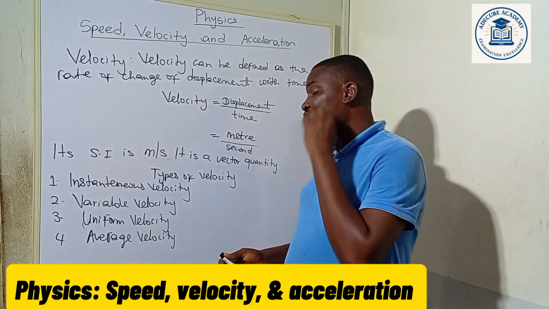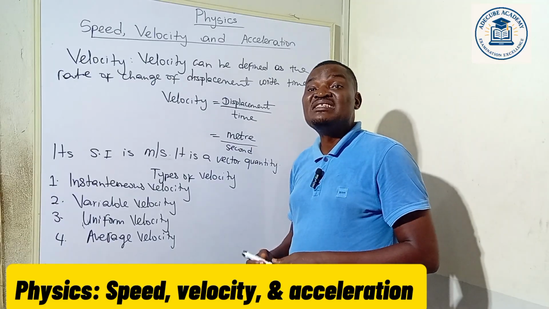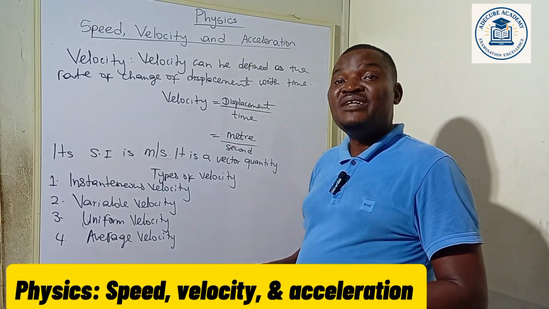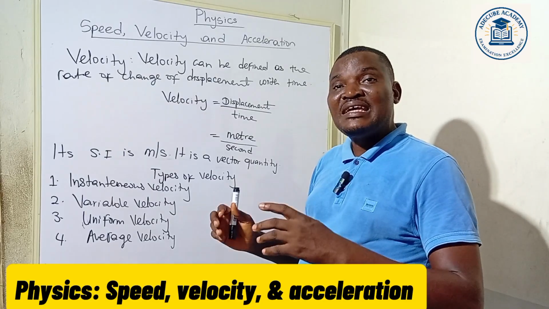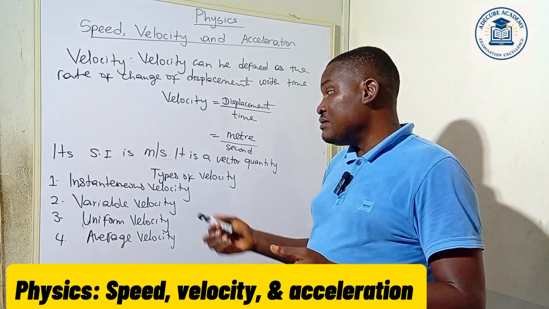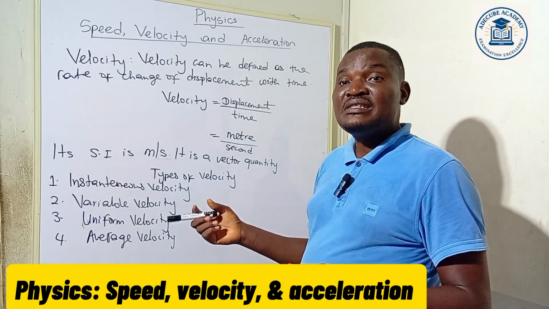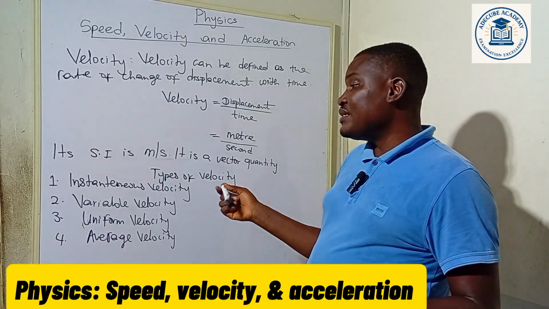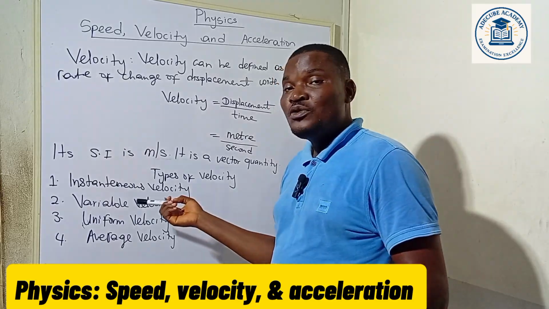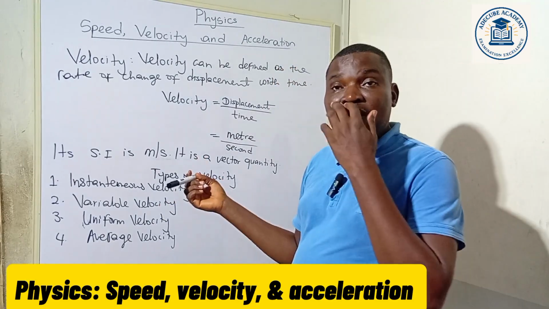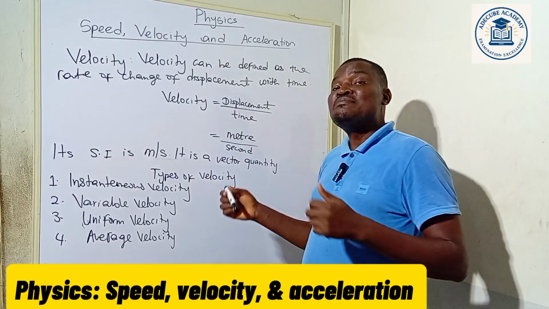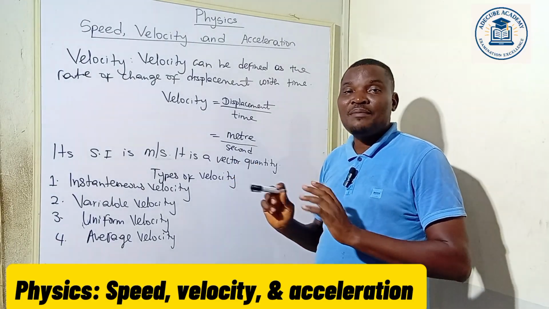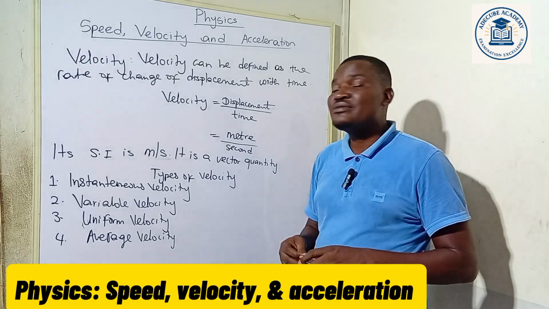Now, instantaneous velocity simply means the velocity that an object is experiencing at a given time. For instance, the velocity you see on your speedometer now is maybe 80 kilometers per hour. It means that currently the velocity of that object is 80 kilometers per hour. So it's called instantaneous velocity.